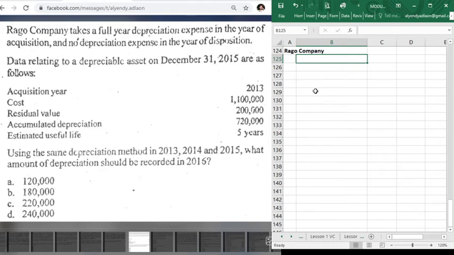Okay? Now, data relating to a depreciable asset on December 31, 2015 are as follows. Acquisition year, 2013. Cost, 1,100,000. Residual value, 200,000. Accumulated depreciation, 720,000. Estimated useful life, 5 years. Okay, using the same depreciation method, in 2013, 2014, and 2015, what amount should be recorded in 2016?